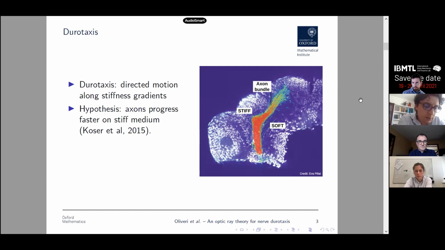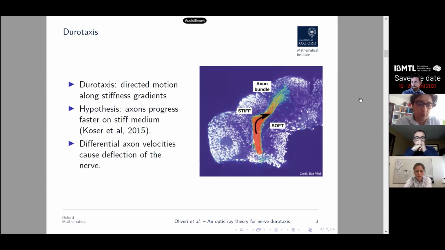In order to test the potential role of this stiffness gradient on the trajectory, they grew axons in vitro on different kinds of substrate with different stiffness. I'm skipping a lot of details, but what they observed is that axons tended to grow faster and straighter on stiffer substrate. By mapping these in vitro results onto the in vivo scenario, they proposed that perhaps the axons growing on the soft part could act as an anchor to the whole bundle, causing this deflection of the bundle.